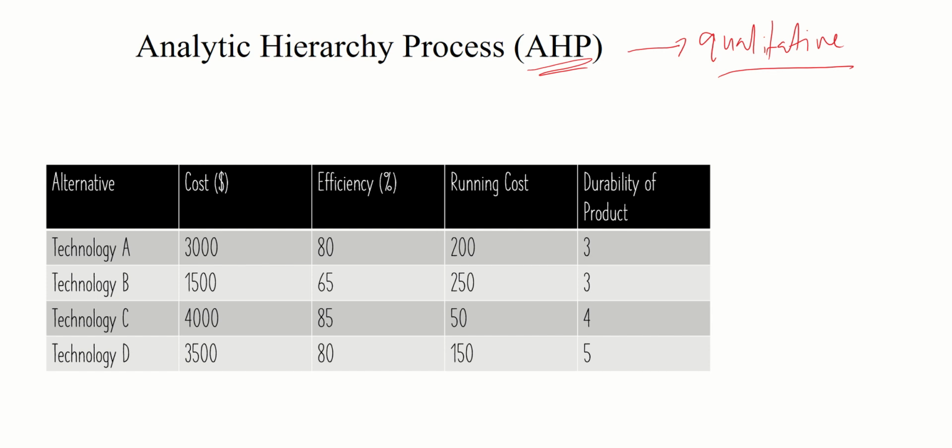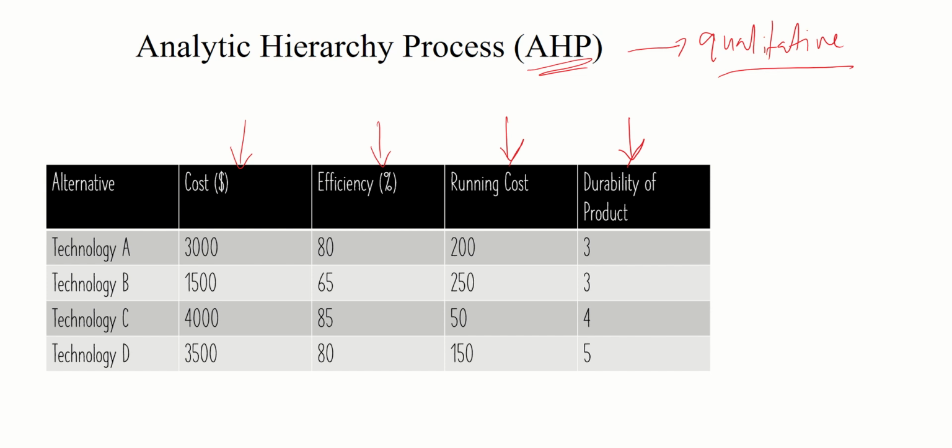So let's say I'm an organization that's looking at adopting several technologies. So I've got a couple of alternatives, and just say that I need to compare between these alternatives. To compare between these alternatives, I've identified a number of objectives or criteria. So four of them: cost, efficiency, running cost, and durability of product. Now, each technology is associated with a cost, a certain efficiency level, a running cost, and a level of durability. So 5 for durability being the highest, 1 being the lowest.